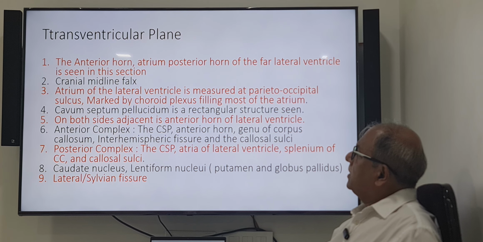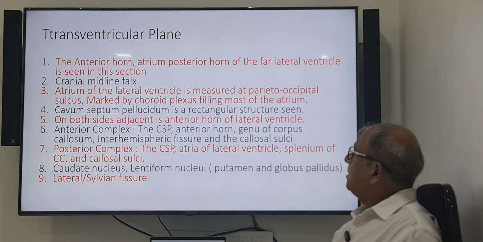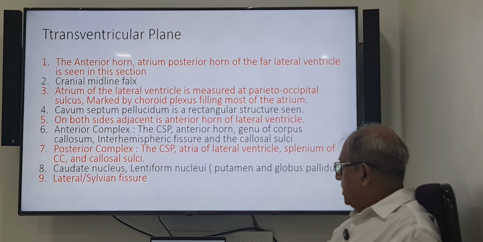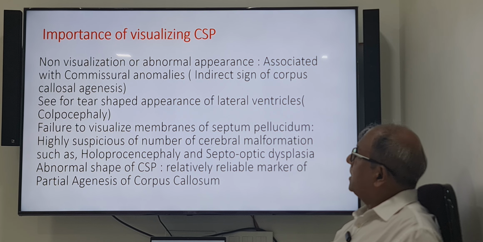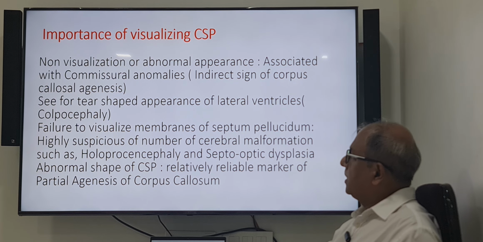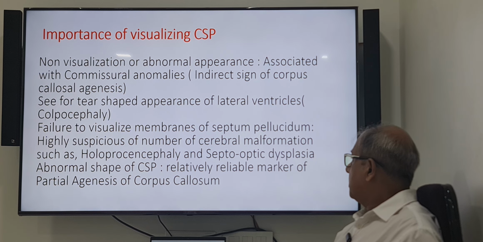So these are the main things which are important in the transventricular plane, and a name has been given: the anterior complex and the posterior complex. The CSP and caudate nucleus I already described, have to be seen. You can see the importance of visualizing the CSP, already discussed; failure to visualize the membrane is highly suspicious.